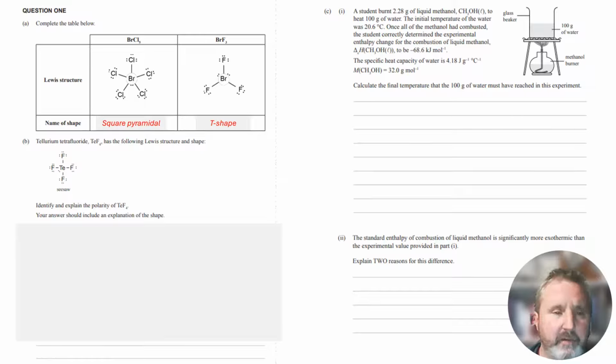Now, in this case, if you get one of these rows correct, you get achieved. If you get all of this correct, you get a merit.